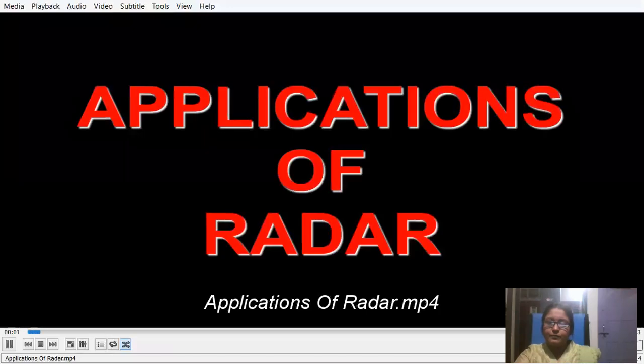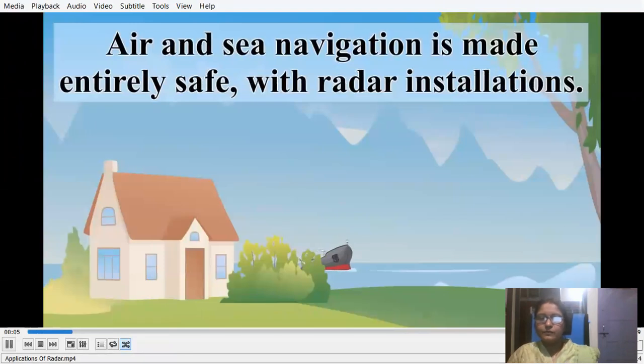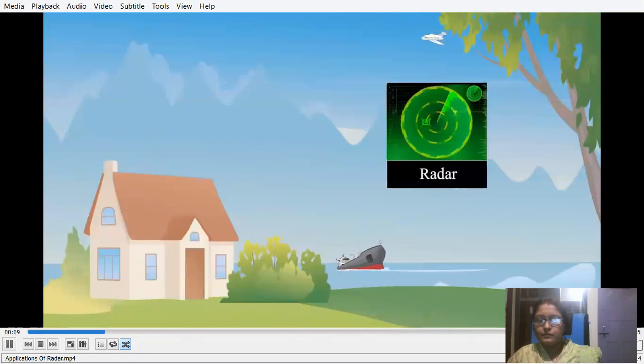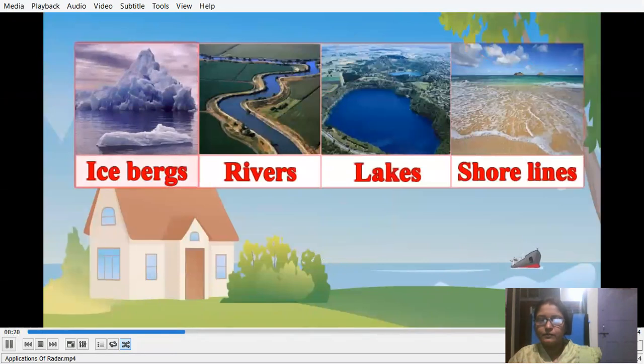List out some applications of radar. Air and sea navigation is made entirely safe with radar installations. High-flying planes and ships at sea can get detailed reports of mountains, icebergs, rivers, lakes, shorelines, etc., which they can avoid.